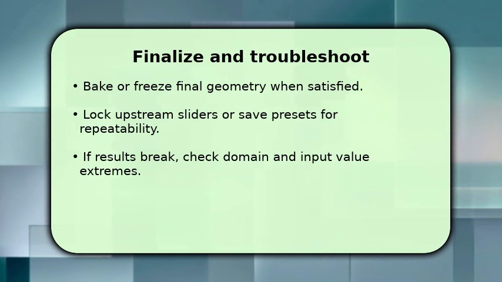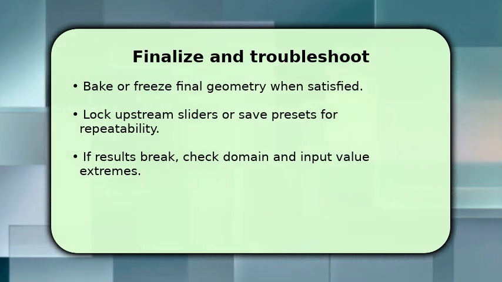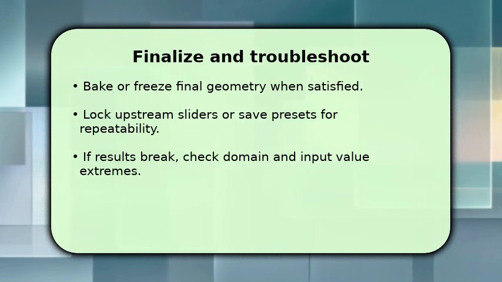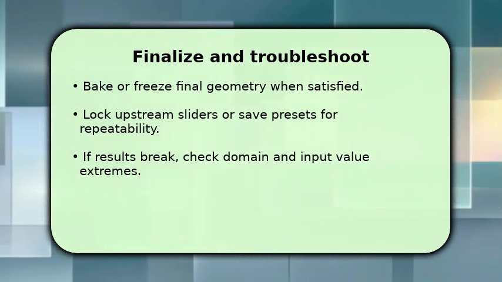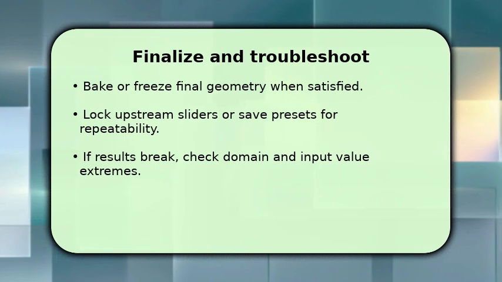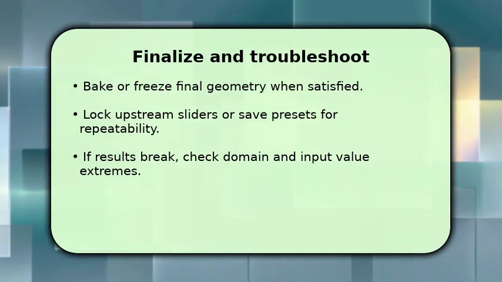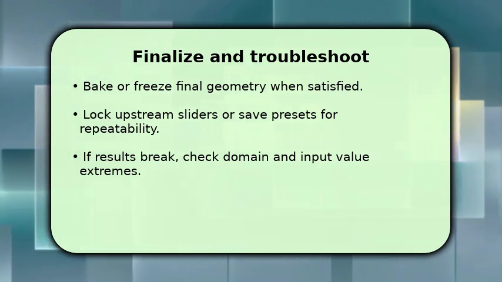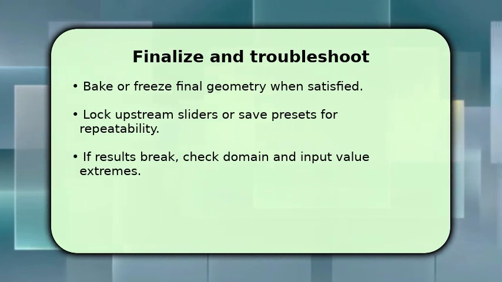If things go wrong, geometry jitter, collapse, or no change, first check the domain alignment and input extremes, then inspect data tree structure for mismatched branches. Resample inputs at higher density to catch aliasing issues and make incremental adjustments.